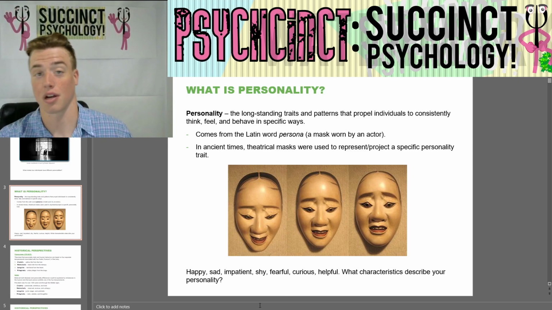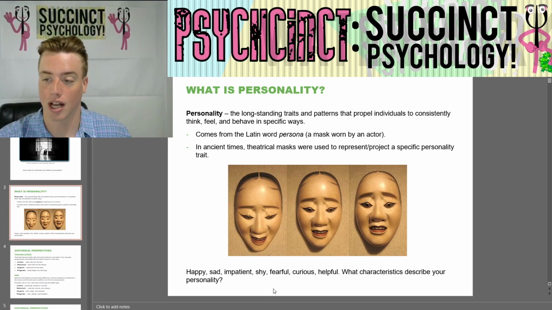What characteristics describe your personality? And you guys can let me know in the comments if you so please. But I don't know about you, but these masks are terrifying.